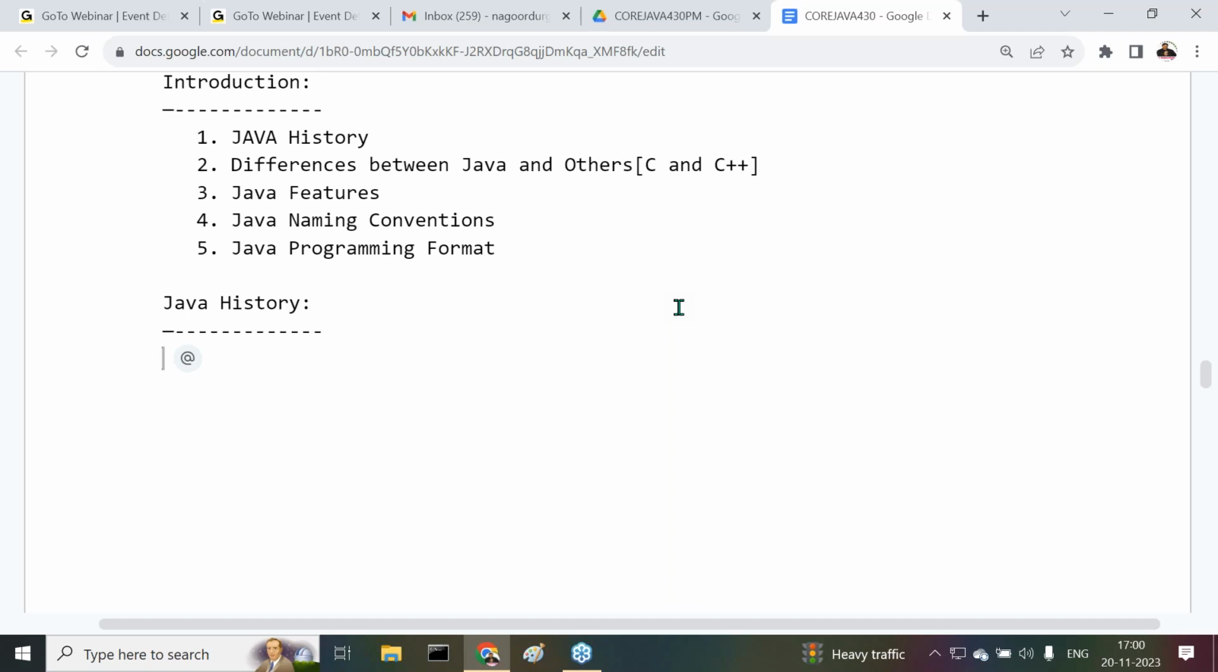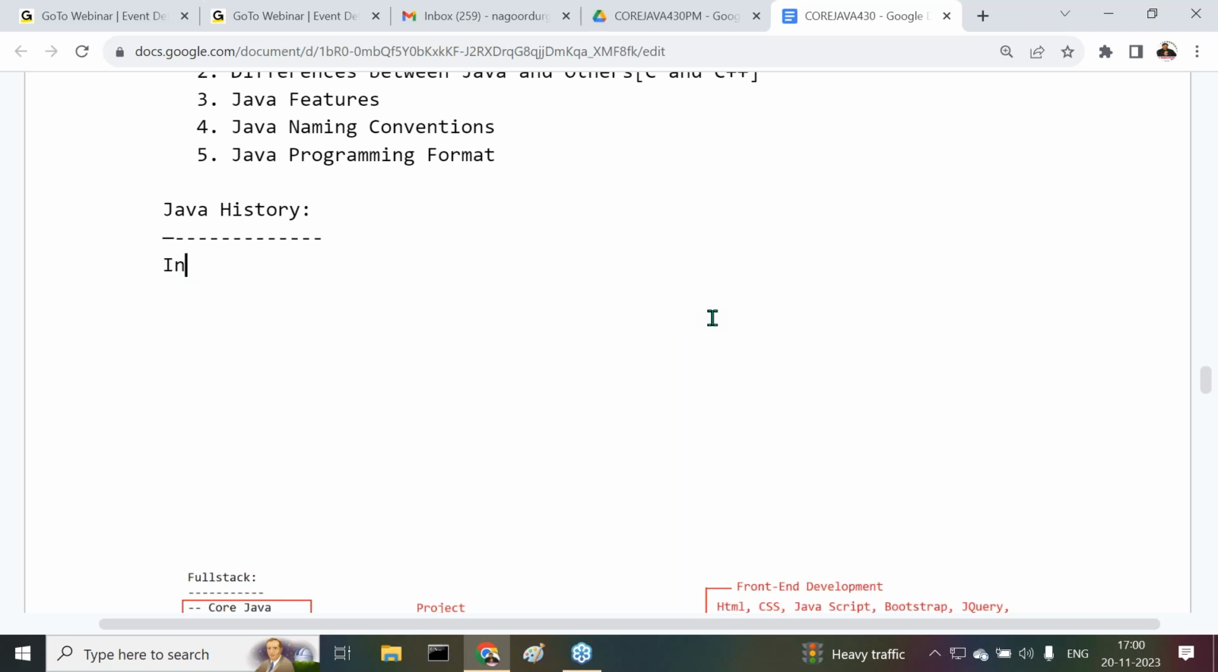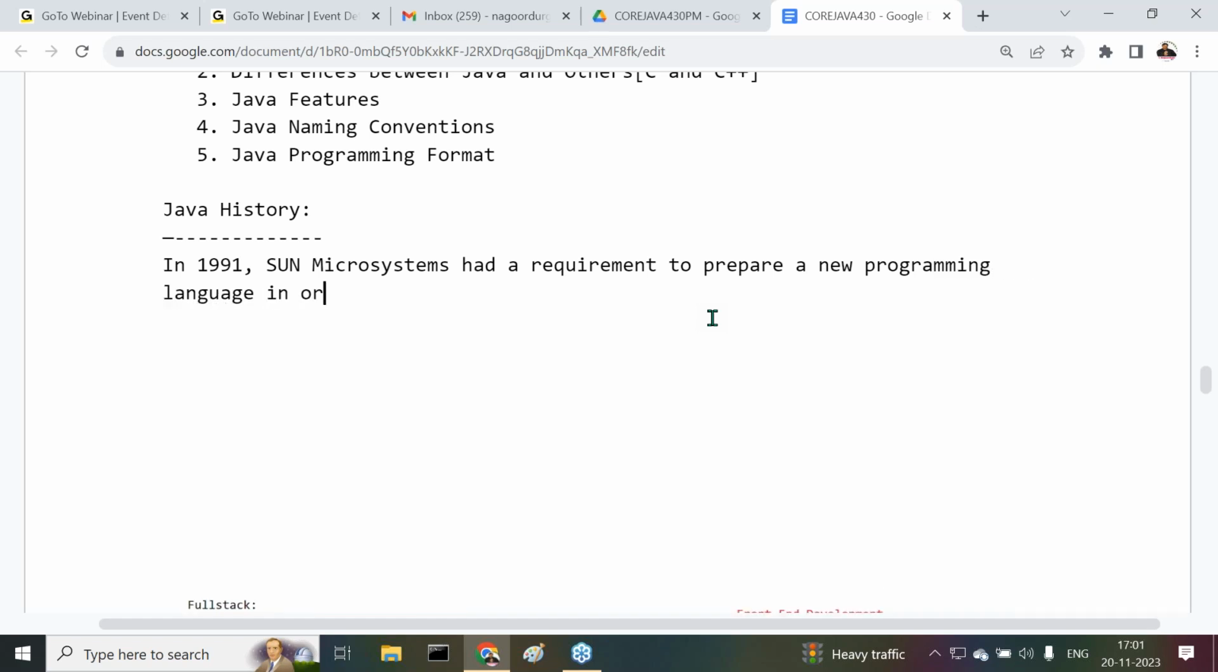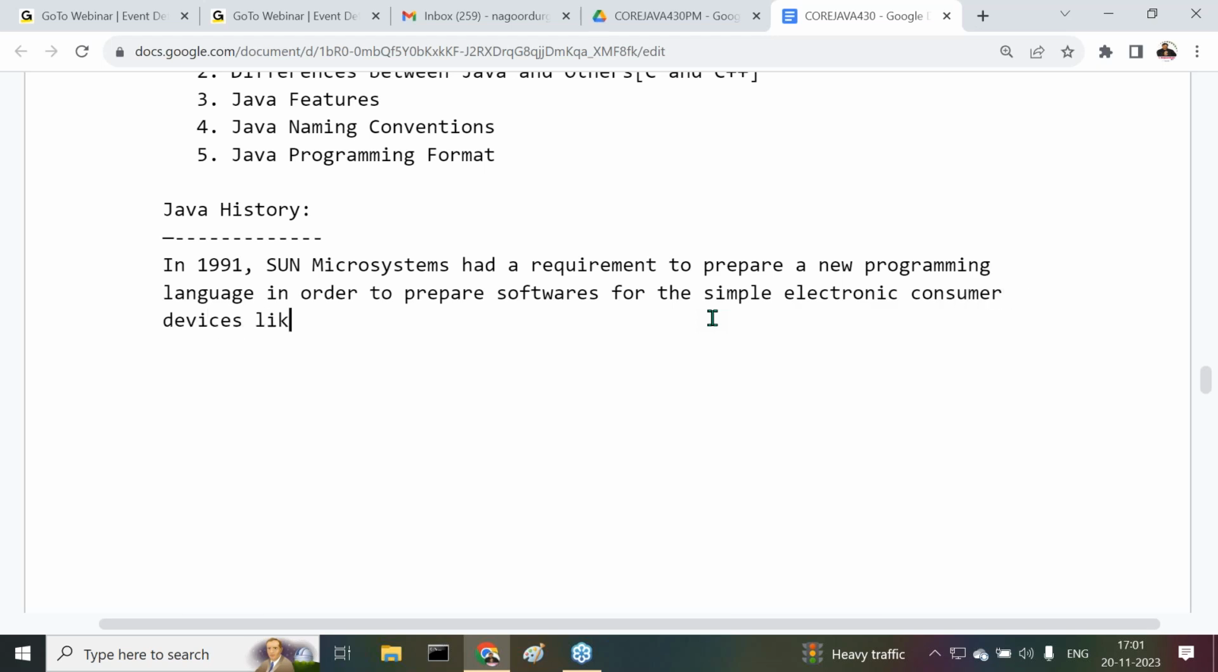If you observe this particular point here, I'm going to give some history. Try to understand it clearly. In 1991, Sun Microsystems had a requirement to prepare a new programming language in order to prepare software for simple electronic consumer devices like cable TV switch boxes, remote controllers, and so on. This is the initial requirement of Sun Microsystems.